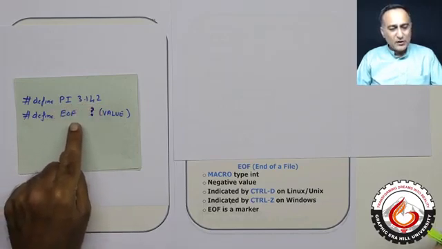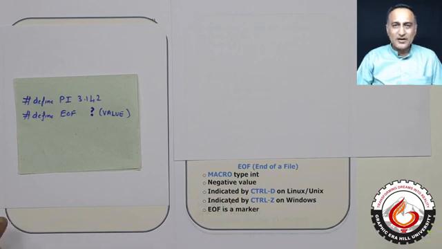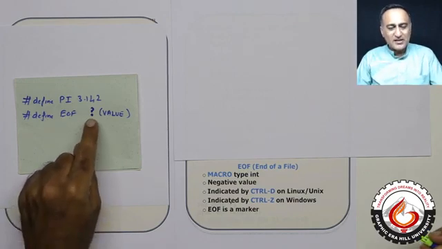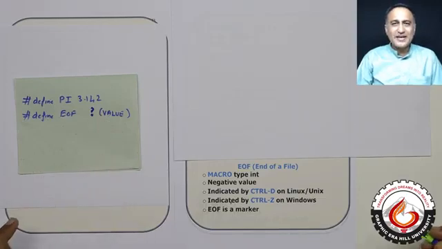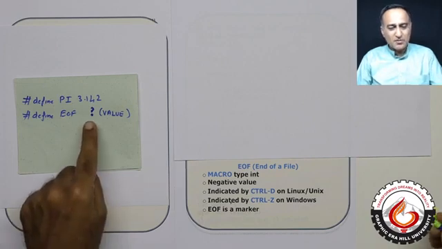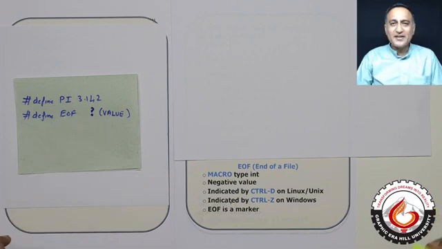Similarly, capital EOF is also a macro. Now you will know what EOF is. EOF stands for end of file. And from operating system to operating system, it has a different value. Most likely it has a value of -1, which is not the ASCII value of any character. That's why I put a question mark, because EOF is defined differently for different operating systems.